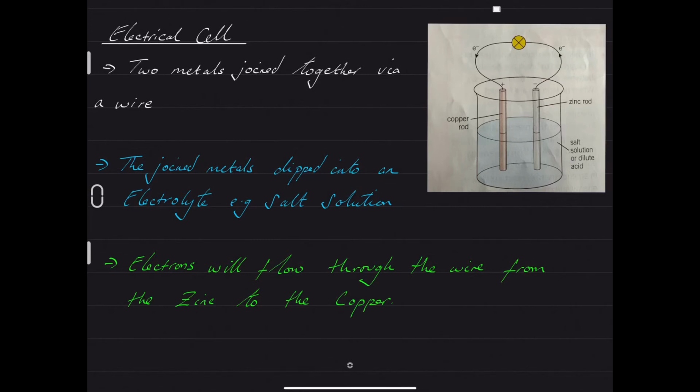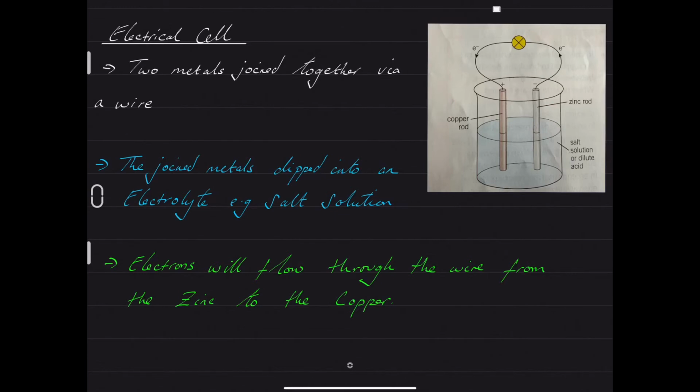So when we break down this basic electrical cell, the first thing to notice is that you've got two metals, so two reactive metals within the reactivity series that we're dealing with, joined by a metal wire. Now, once you've joined the two metal rods, here we've got zinc and copper with a metal wire, we dip the rods into a salt solution or an electrolyte solution, and in this case it's a salt solution, but you can use dilute acid.